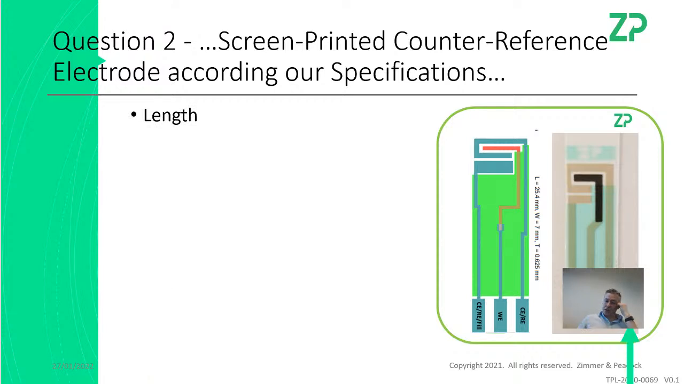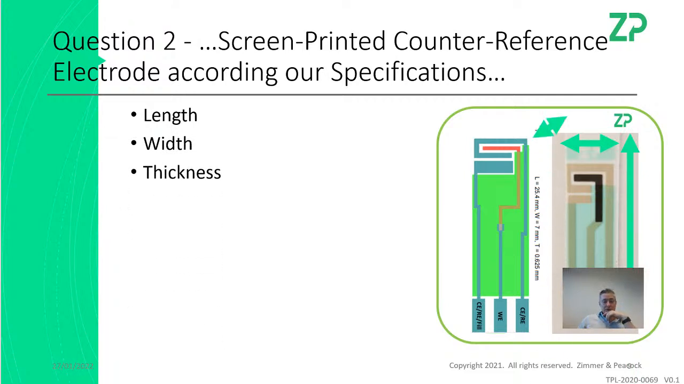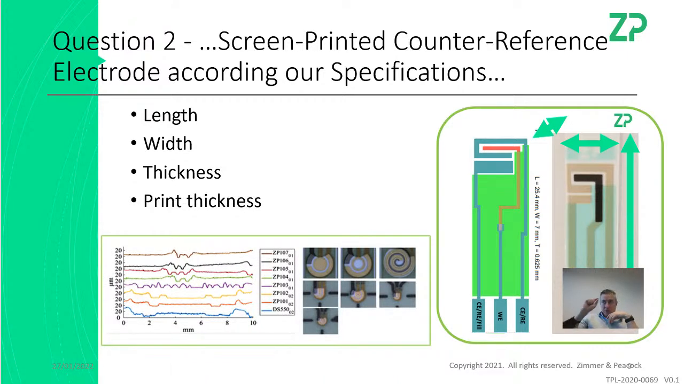And the kind of specifications they'll ask you for: the length, the width, which is cool. They'll ask you for the thickness of the electrode. They'll ask you for the print thickness. So when you print that carbon or that platinum, is it 25 microns, plus or minus some specification? So that's all very good.